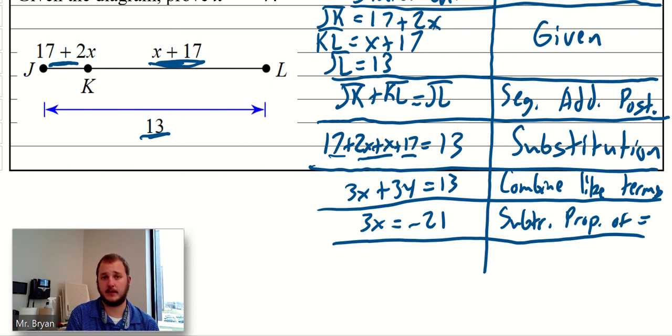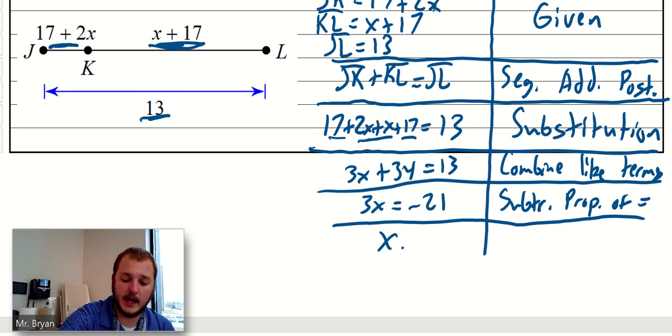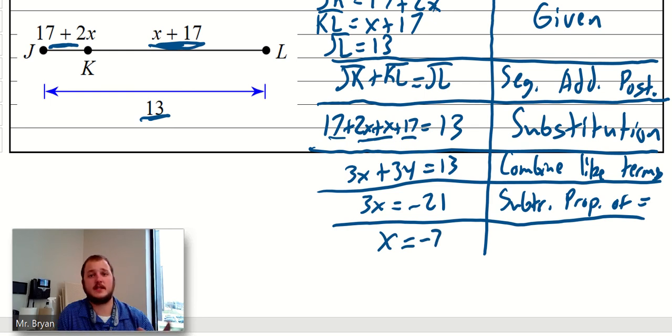So I know I would divide by 3 on both sides. And even if I don't know this in my head, remember, I already gave you the answer. I told you what our final statement is going to be. I know x is supposed to equal negative 7. If I get to the end and it doesn't match up, then I need to check my work because something might be wrong there. So I said x equals negative 7, and then what's my reasoning behind that?